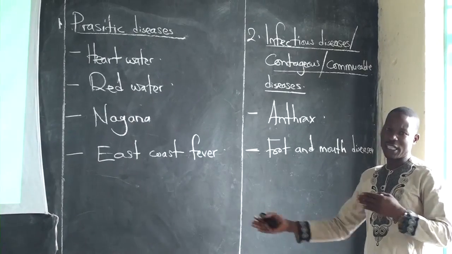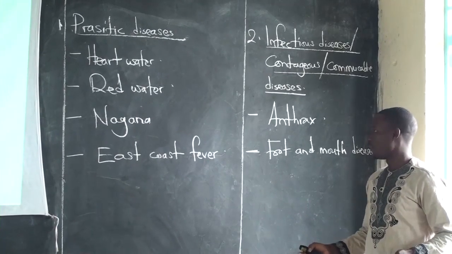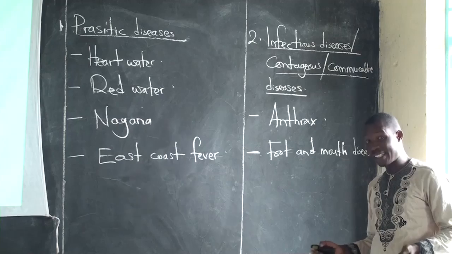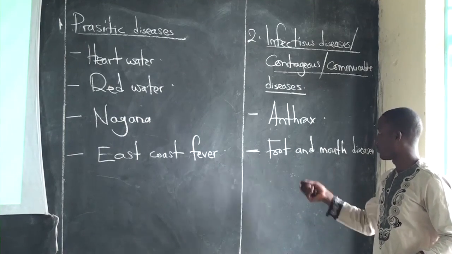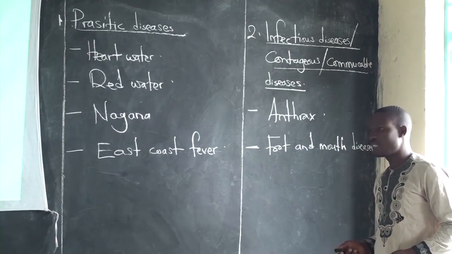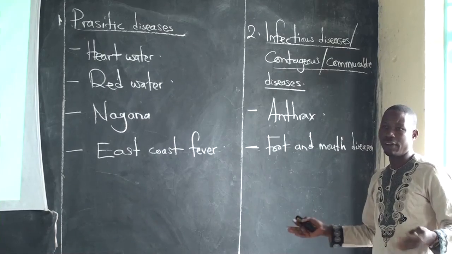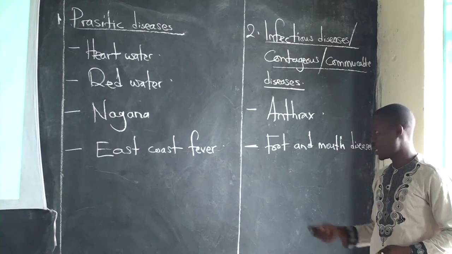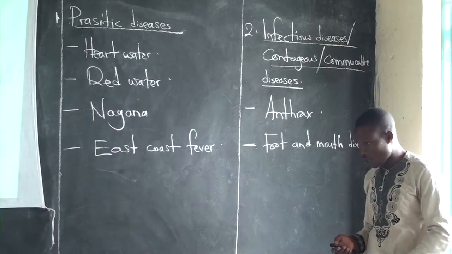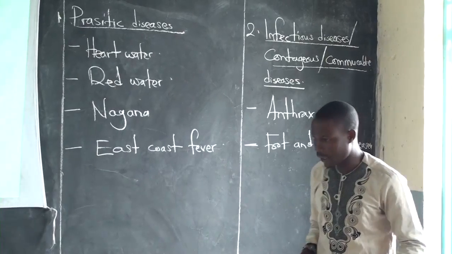You can go ahead and look at different diseases which are infectious. But for this case, we're looking at cattle diseases. So some of them like anthrax and foot and mouth disease are very highly infectious. We shall go ahead and look at more as we look at our table. Let us get to the table.